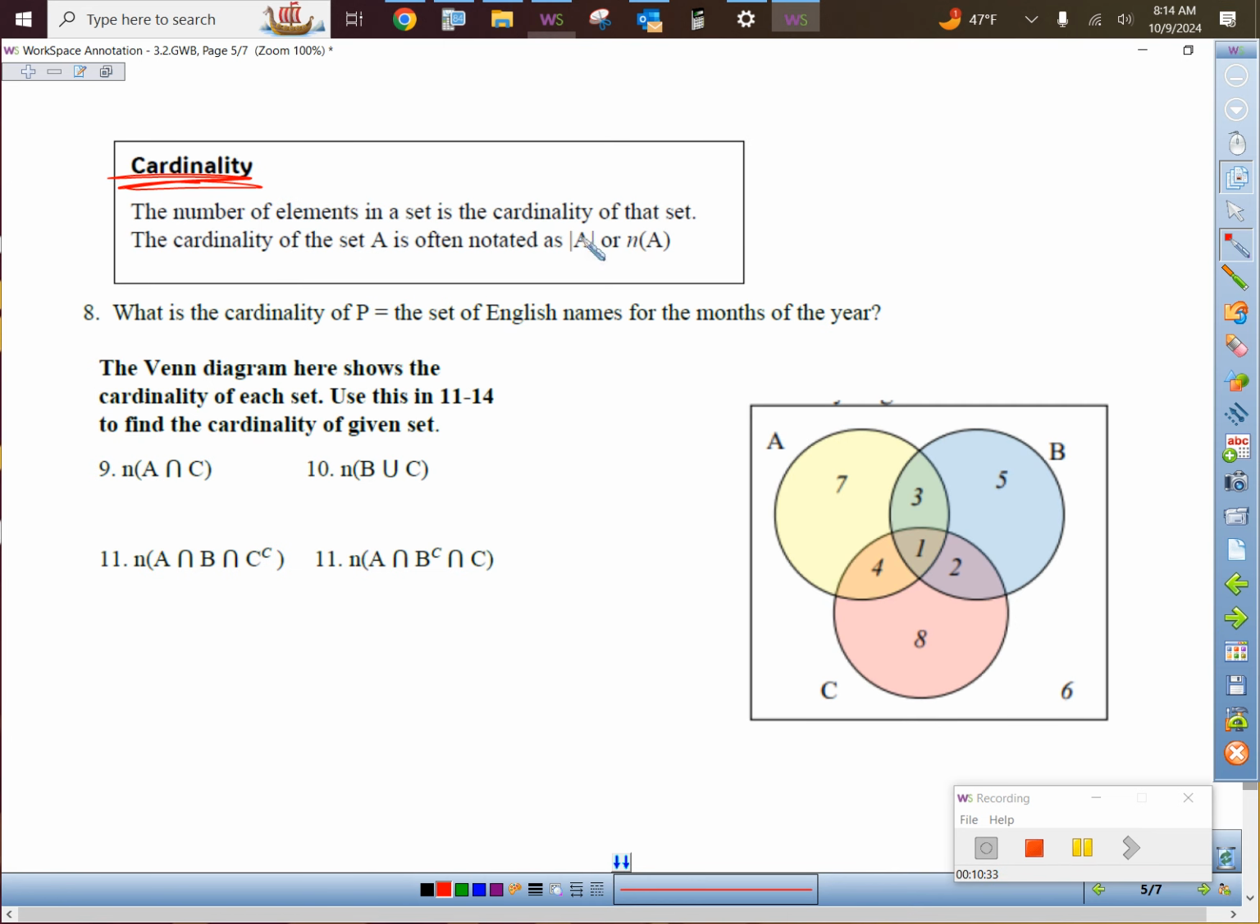Sometimes they write it with these absolute value bars. That's very rarely the case. They usually just put an n in front of it. It's like, what's the number of elements in set A is what that n is all about.